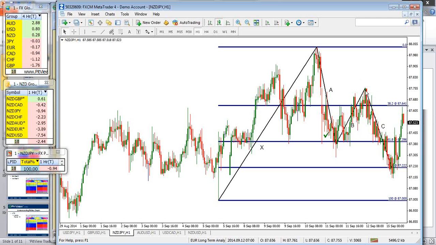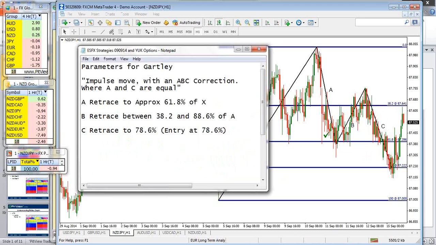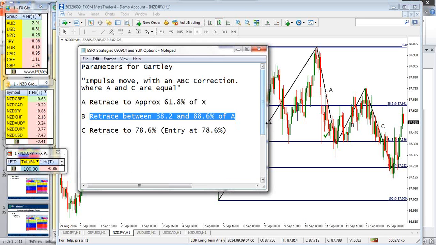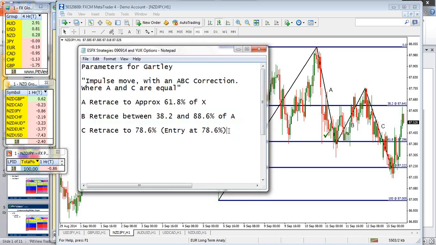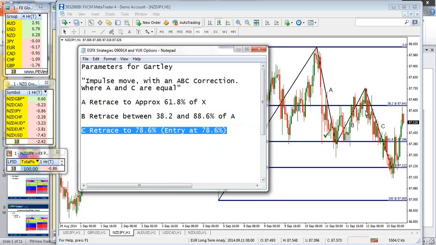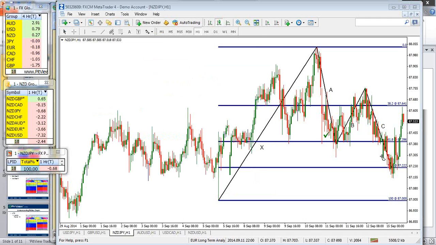And essentially, when you're looking at C, when you know that you have an A that's retraced to 61.8% of X, and you have B that's retraced to 61.8% of A, that certainly falls within our parameters, because all we need is for the end of B to stop between 38.2 and 88.6 of A. And then we have the C that retraces to 78.6. And 78.6 is going to be our entry point right down in here.